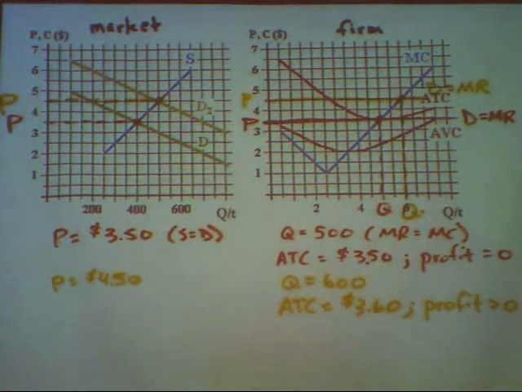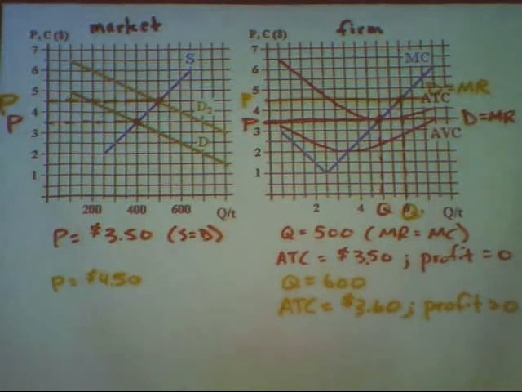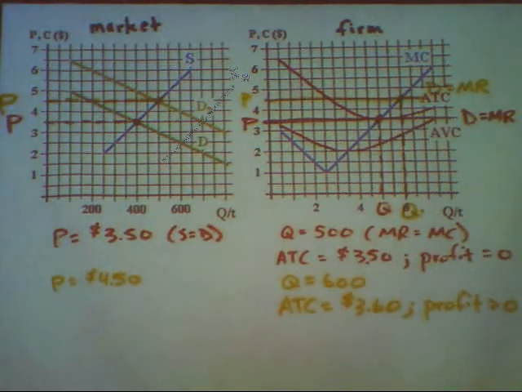firms have the incentive to enter as long as economic profits are positive. When economic profits are no longer positive, the incentive for firms to enter stops and you would reach a long-run equilibrium. And in this case, assuming it's a constant cost industry, the price is going to have to fall back down to $3.50, which means the supply curve has to shift far enough to make the market price $3.50 again. And there's the new supply curve.